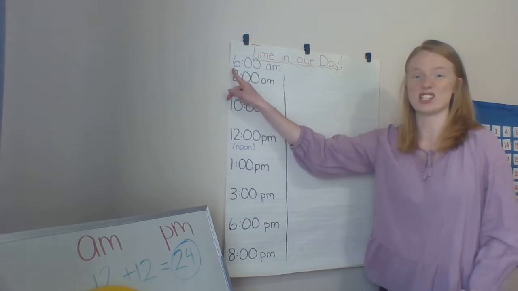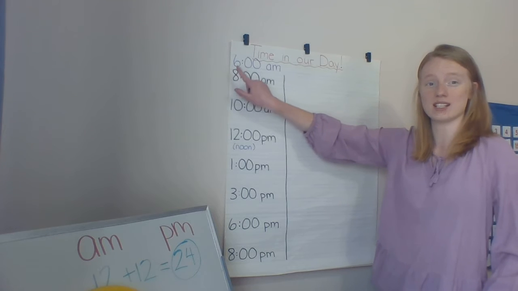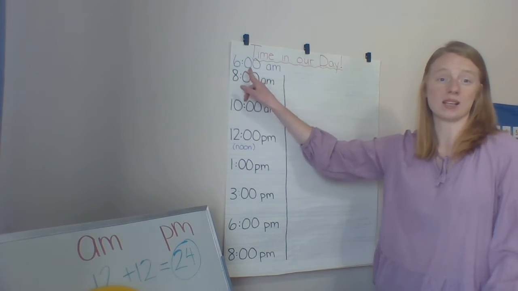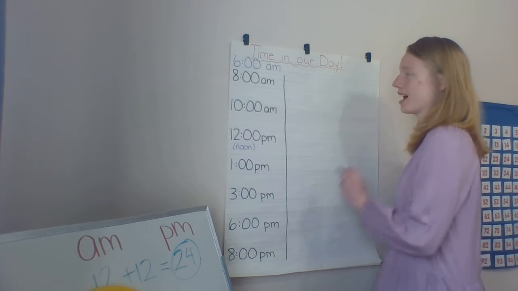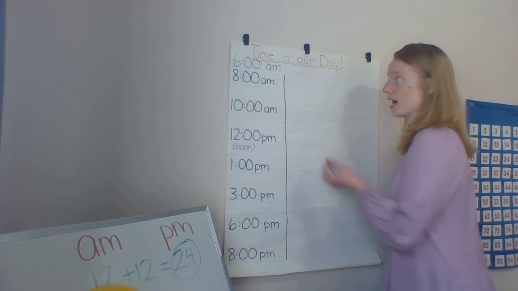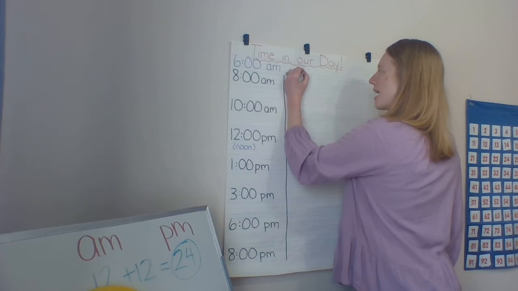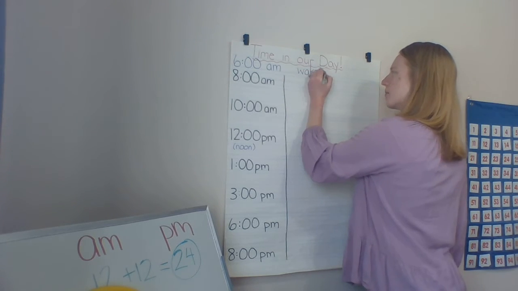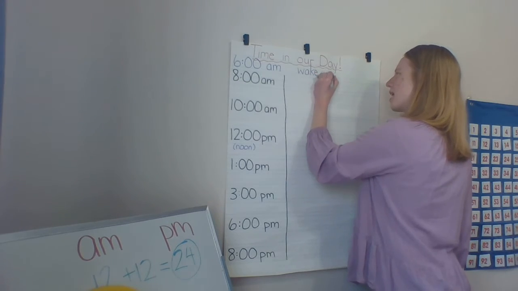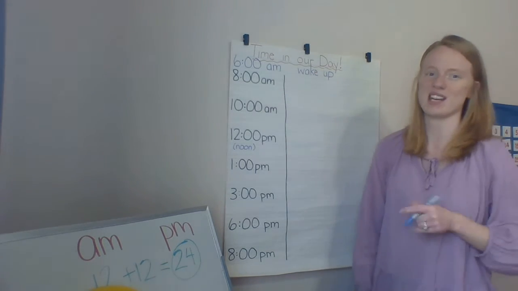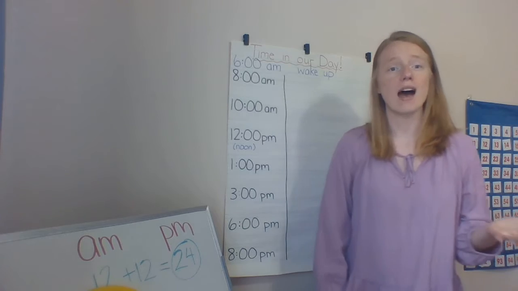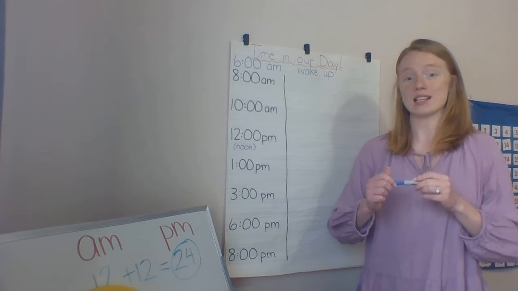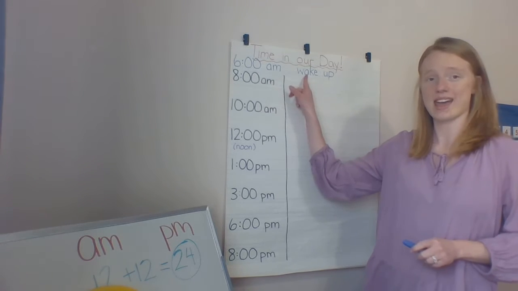So I'm using the digital time for 6 o'clock. I have a 6 to show the hour, and then the colon, and then 00 because no minutes have gone by in that hour yet. So at 6 o'clock a.m., that is when I wake up. So I wake up and I get ready to go to school. I might eat breakfast, take a shower, brush my teeth, get my school clothes ready. So that's what I'm doing at 6 o'clock a.m.